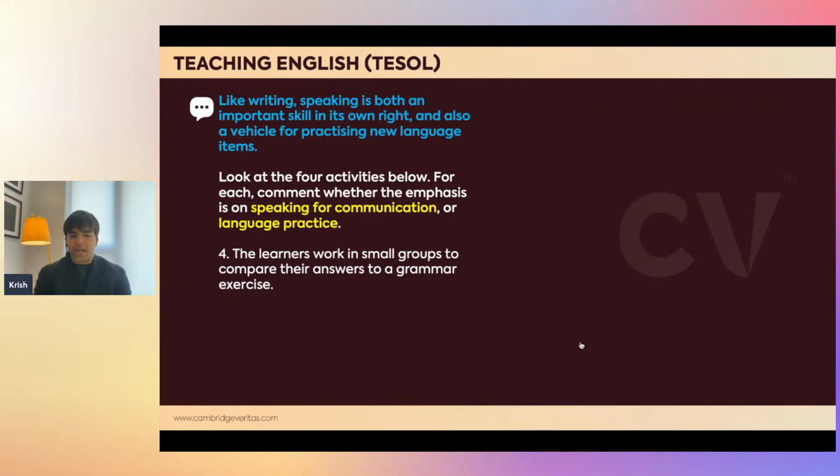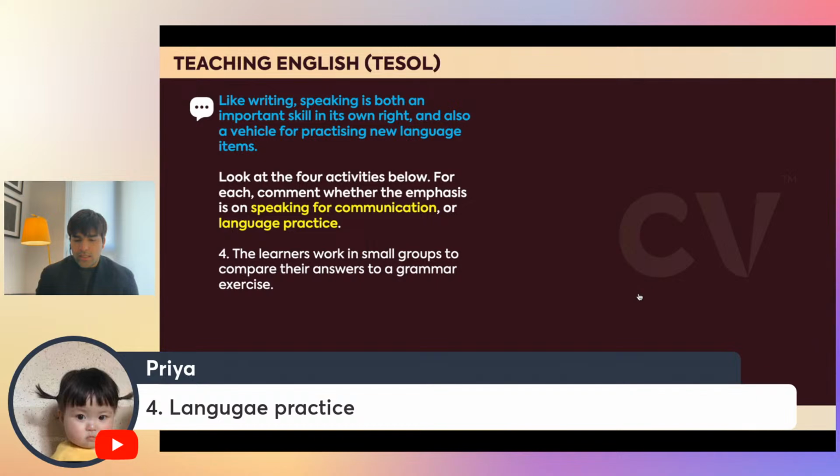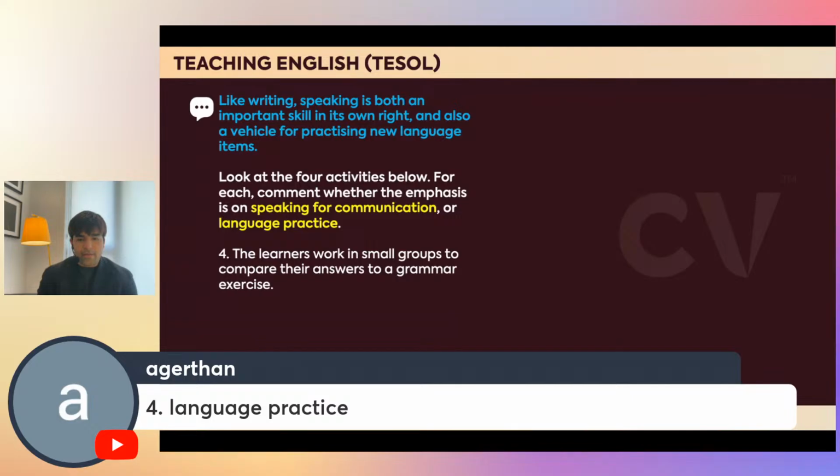Hasmat says language practice, Priya language practice. Okay, I'm going to display your answers, guys. Thank you. All right. Agarthan, language practice. Once again, very, very proud to say you guys are right.